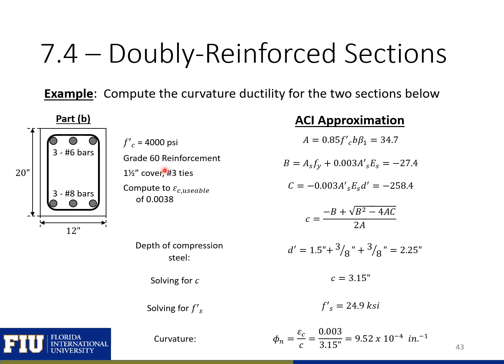We can then find our nominal curvature, which is just the ratio of our assumed compression strain in our topmost compression fiber here, 0.003, which is our ACI assumption, divided by c, which we found to be 3.15. And then in this case, we see that our nominal curvature is equal to 9.52 times 10 to the negative fourth radians per inch.